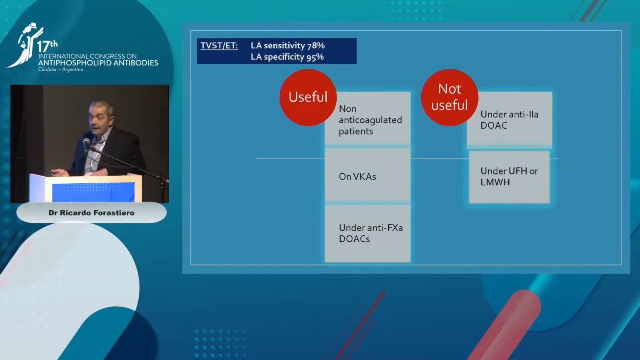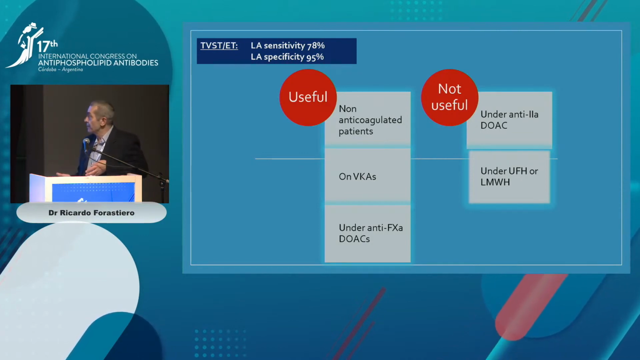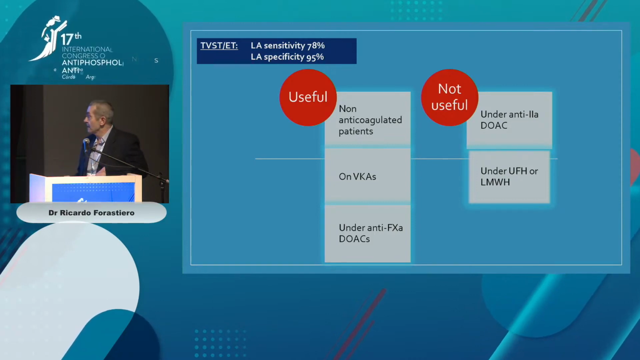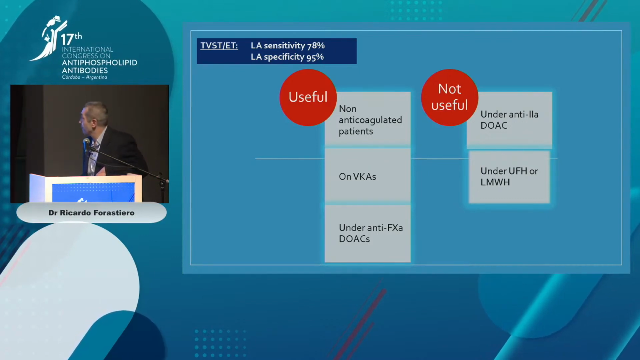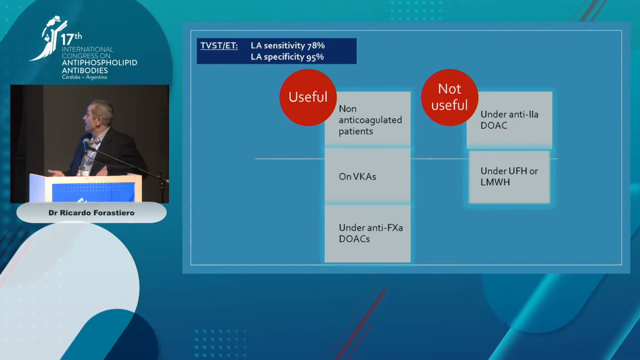This assay shows a sensitivity of 78% and 95% specificity, and the conclusion of this validation study is that it is useful and has been validated for use in non-anticoagulated patients, in patients treated with vitamin K antagonists or under anti-Xa inhibitors or DOACs. And it cannot be used in patients treated with direct antithrombin oral anticoagulants or under heparins.